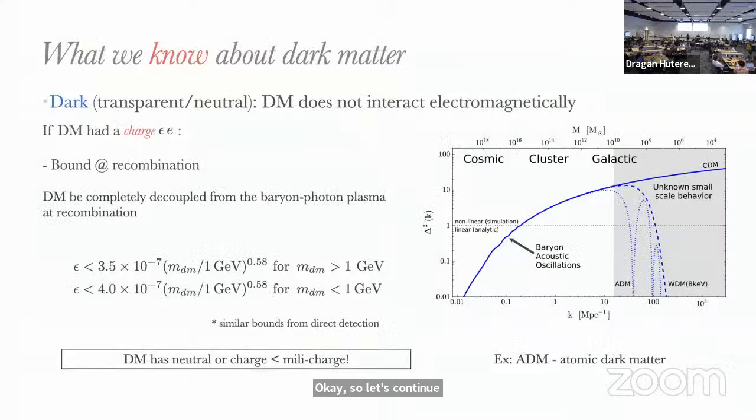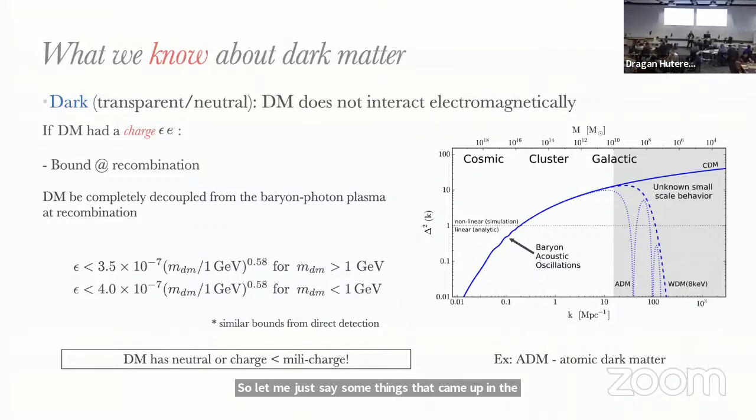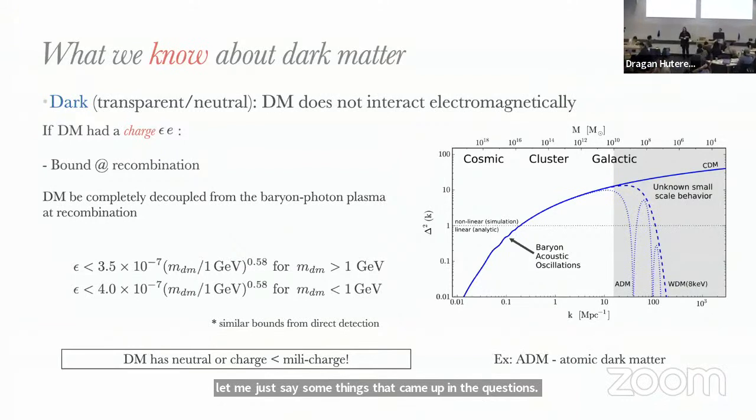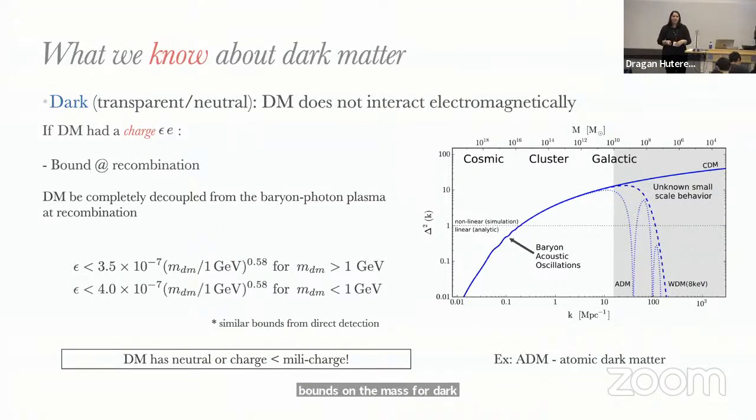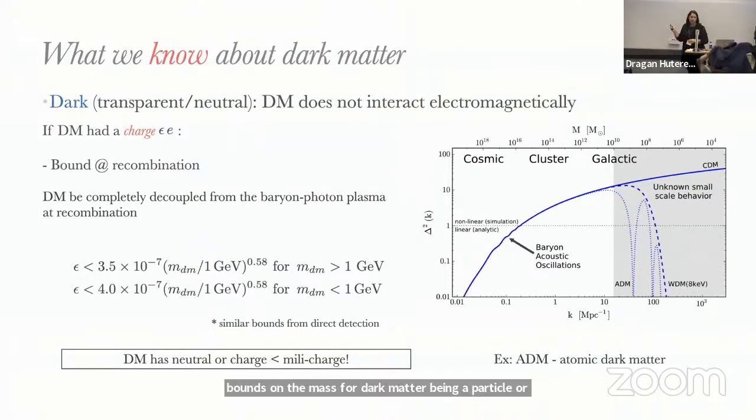Okay, so let's continue. We had some really good questions. So let me just say some things that came up in the questions. Those bounds here on the charge of dark matter, I'm assuming that dark matter is a particle, and there are bounds on the mass for dark matter being a particle or not. And we're going to talk about this, but this is for particle dark matter.